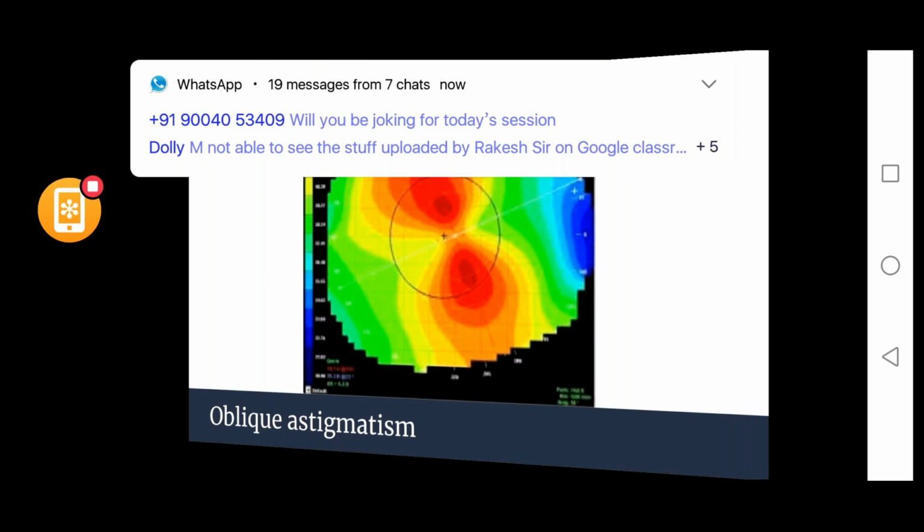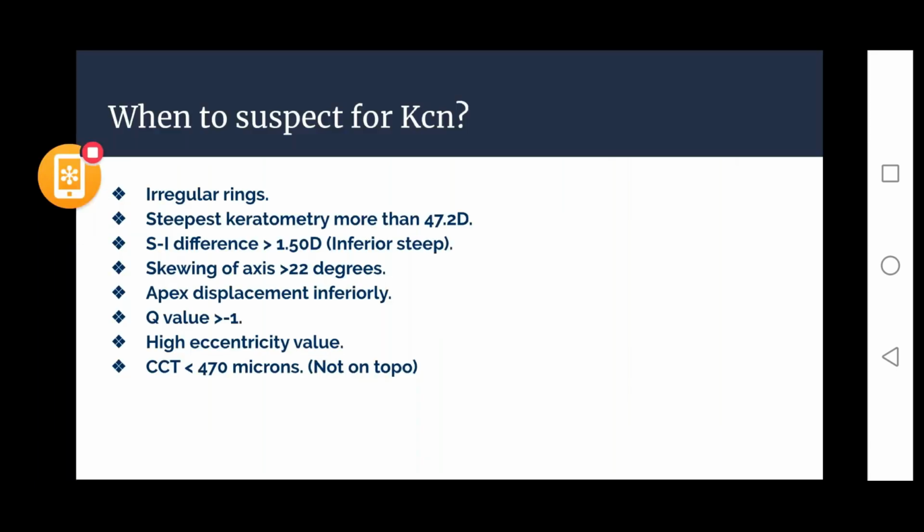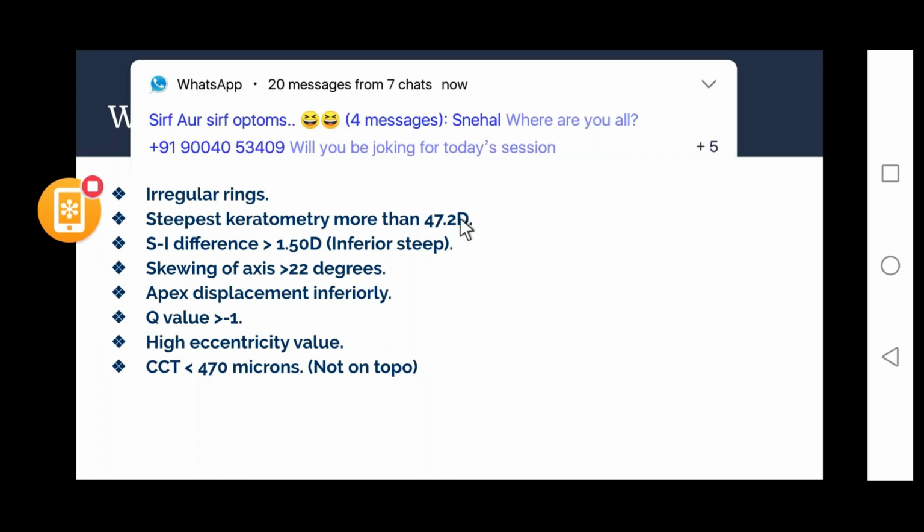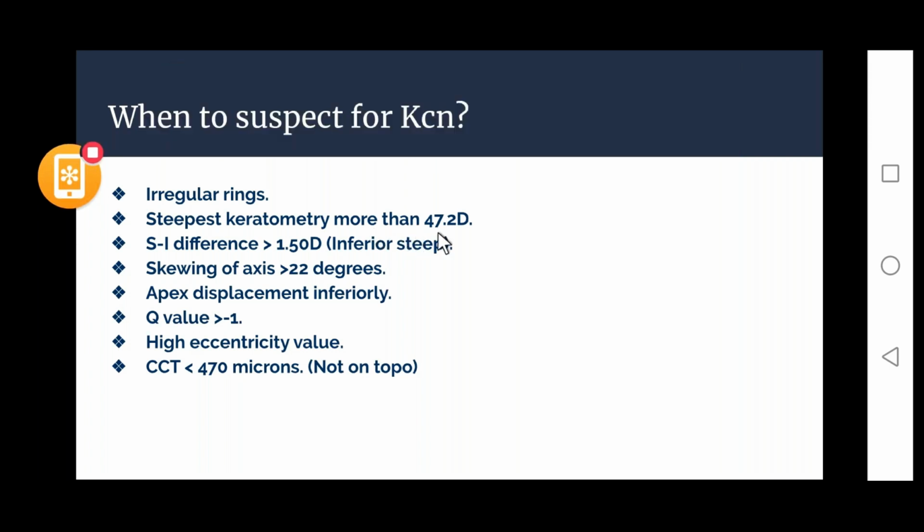Next is, when do we suspect keratoconus? First things first, when we see irregular rings, whenever we see the steepest keratometry is more than 47.2, please remember this very nicely, 47.2 steepest region on the cornea, it has to be suspected for keratoconus. The superior inferior difference, as I told you, if it's more than 1.5 diopters, please start suspecting. Skewing of axis, as I told you initially, more than 22 degrees, start suspecting.